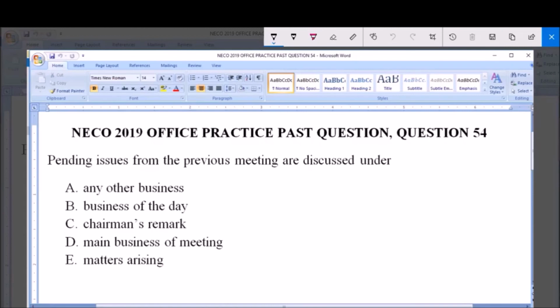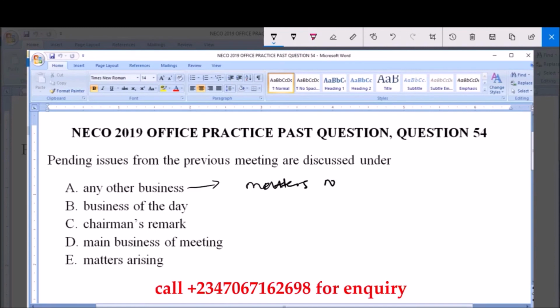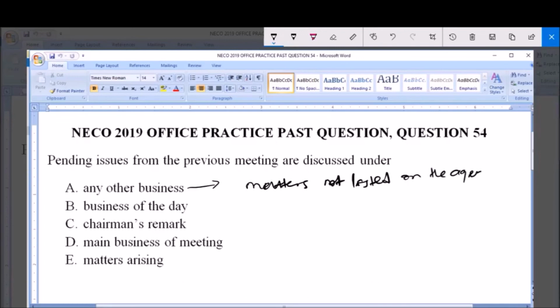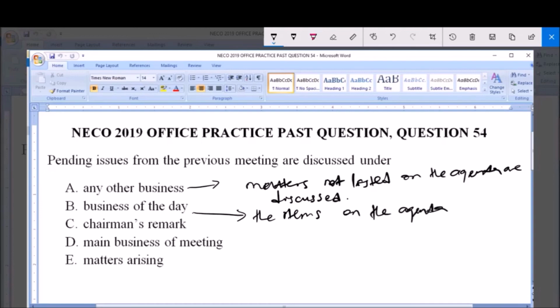Now, A says any other business. In the section of any other business, matters not listed on the agenda of a meeting are usually discussed. Now, on the business of the day, this is when the items on the agenda of the meeting are discussed.